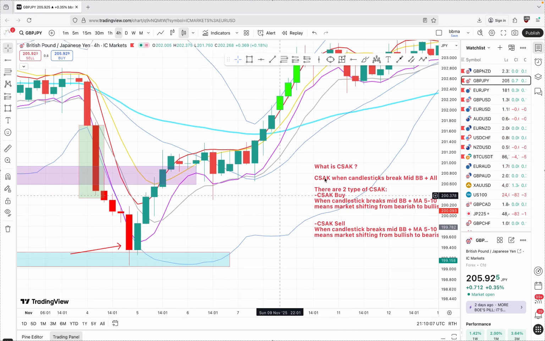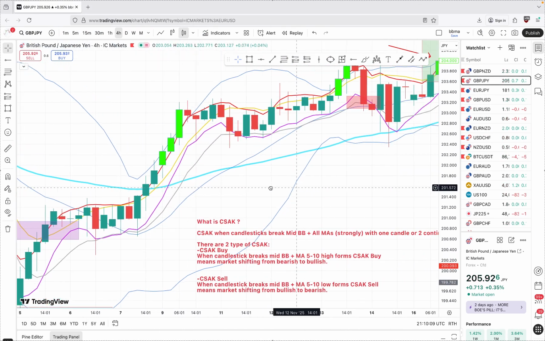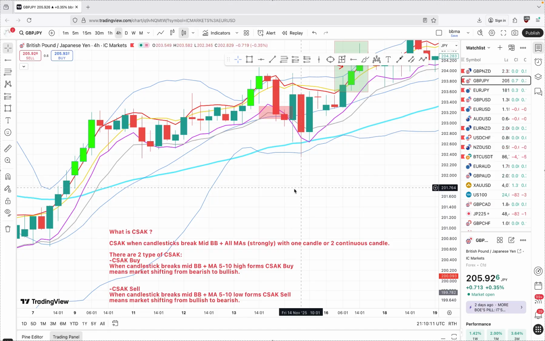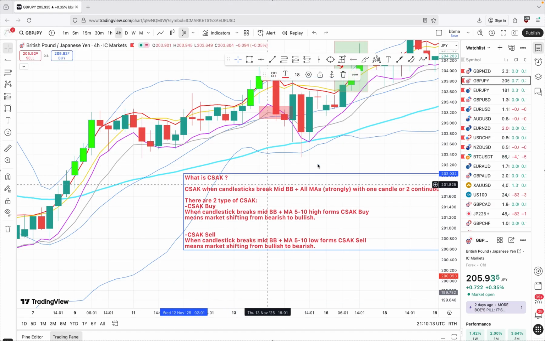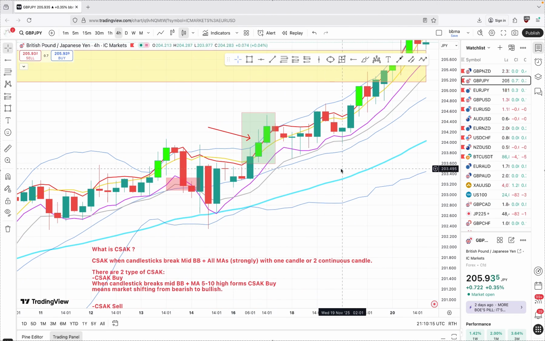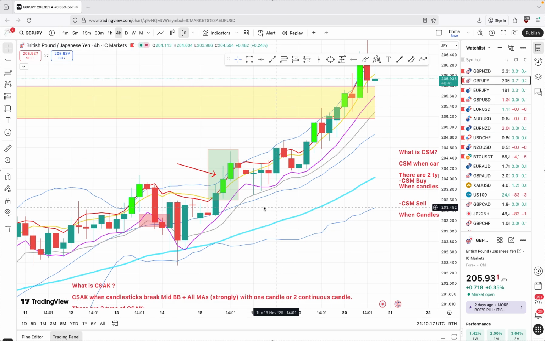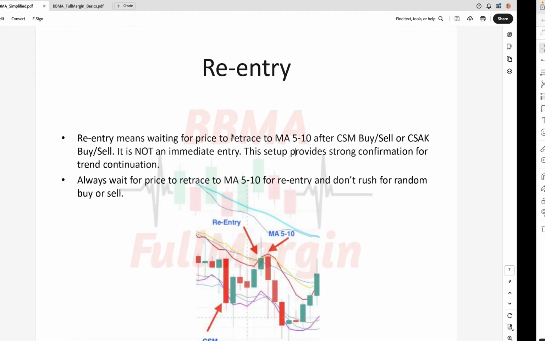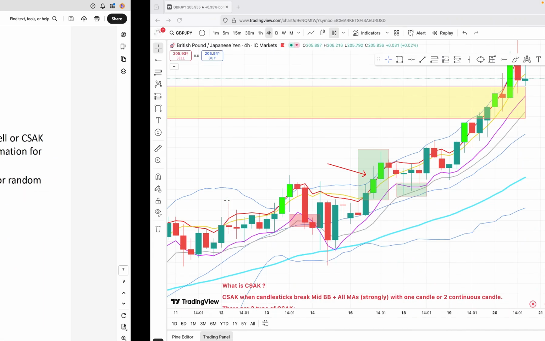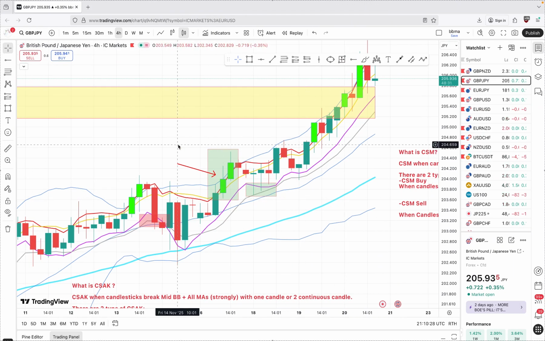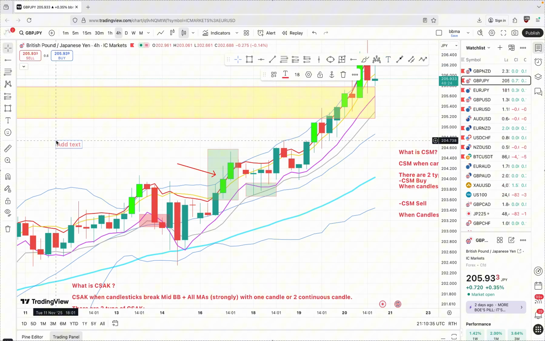So of course, yes, trading is not that easy. You have to wait a lot, and trading always tests your patience level. So always wait. So re-entry zones are these ones. So when I call re-entry, what is re-entry? Re-entry is when the market retraces after the signal, after CSAK and CSM. What is re-entry?